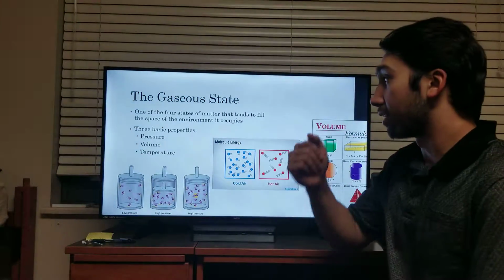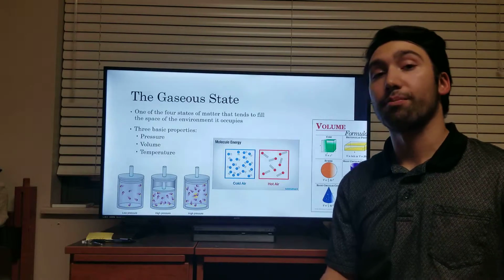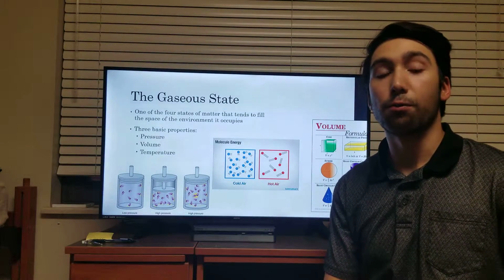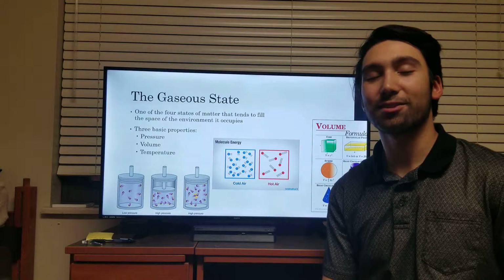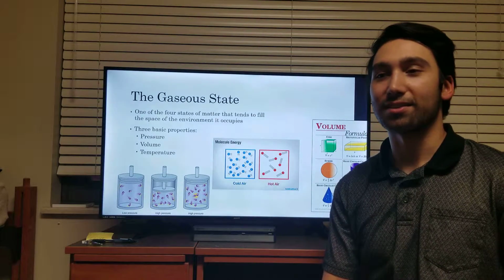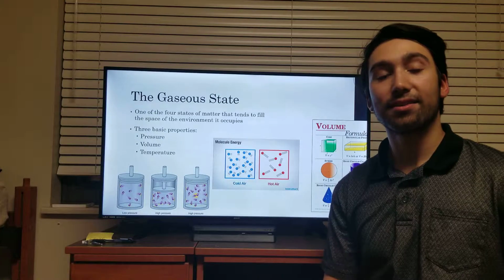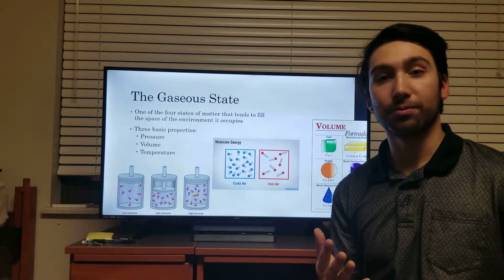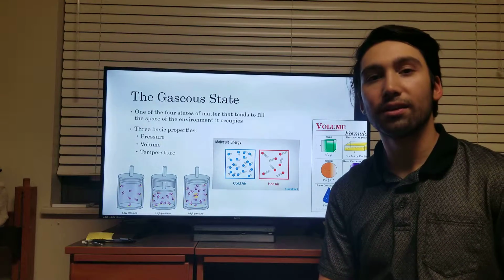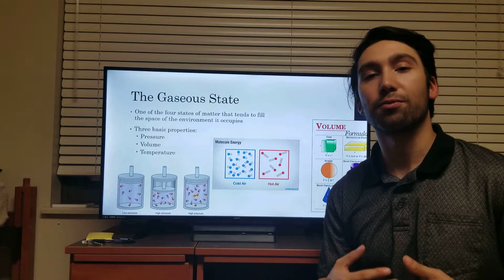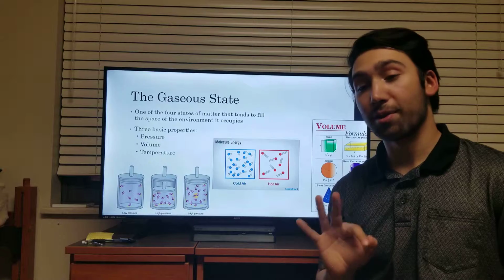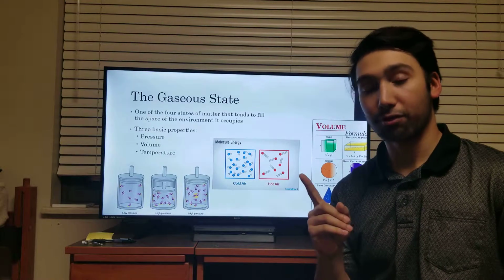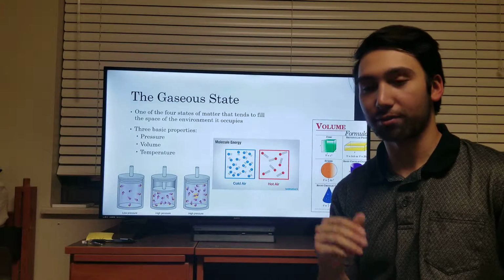So first, what is a gas? It's one of the 4 states of matter. Yes, there are 4, the fourth being plasmas. Most people don't learn about those, but that's alright. We're focused on gases today. Gases tend to act as almost free particles, occupying the entirety of the space in which they're contained. And they have 3 basic properties: pressure, volume, and temperature.